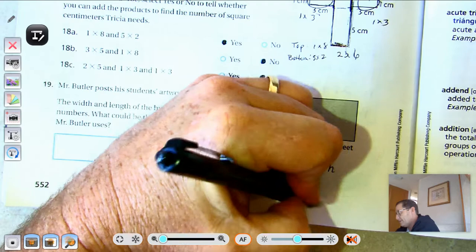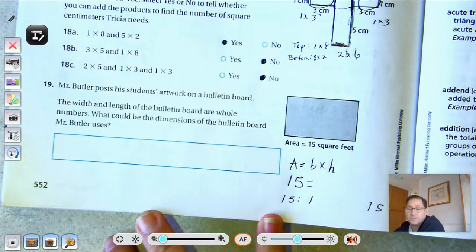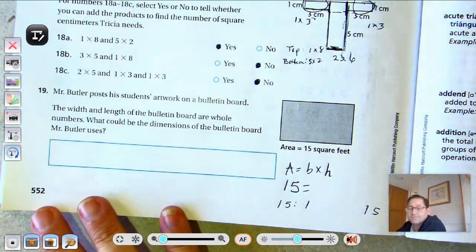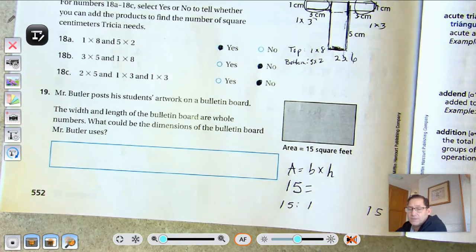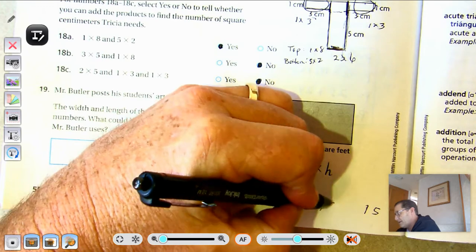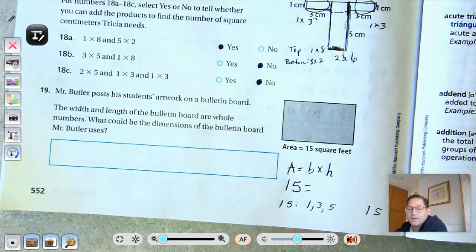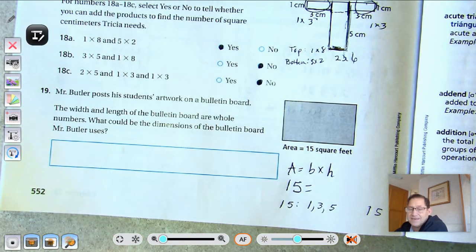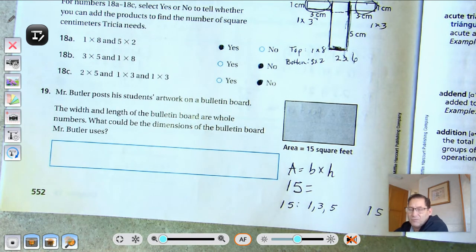Well, we know 1 is a factor of all numbers, so it could be a 1 by 15. 2 will not work because 15 is not even. 3 will work. 3 times 5 is 15. 4 will not work. 15 is not even. 5 we already know will work. 6 will not work because 15 is not divisible by 2 and 3. 7 won't work. 7, 14, 21. 8 will not work. 15 is not even. 9 will not work. So those are the 4 factors.